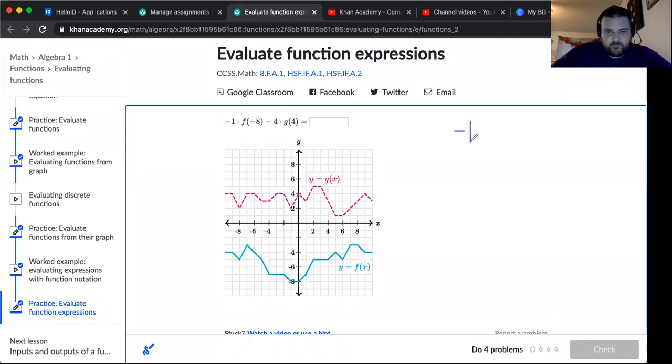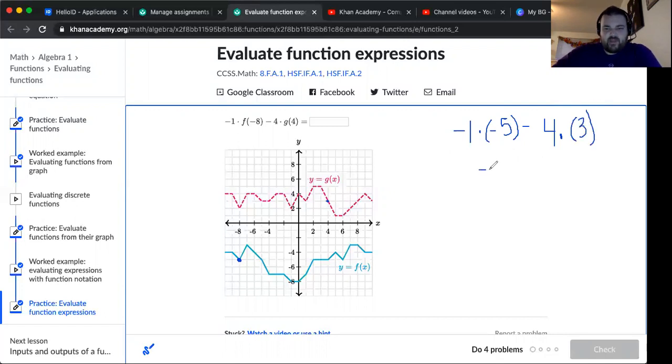And we have ourselves this expression. We got -1 times f of -8. So we go to -8 on the input, which is the x-axis, and let's go find your f function. Your f function on this problem is the blue one. So I'm going to go down here. That's the point we're talking about, and it is an output value of -5. So we have -1 times -5 minus 4 times g of 4. So I'm going to go to the input of 4, go find the g function, which is up here in pink, and it has an output of 3. So insert the 3 in place of the g of 4.